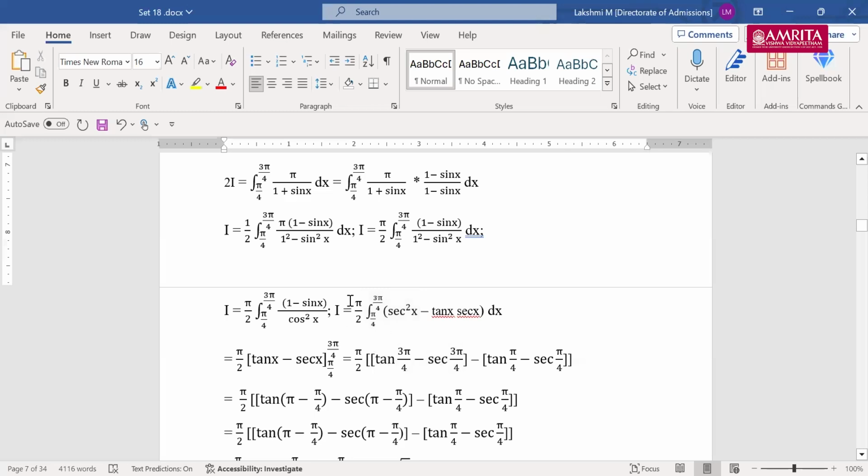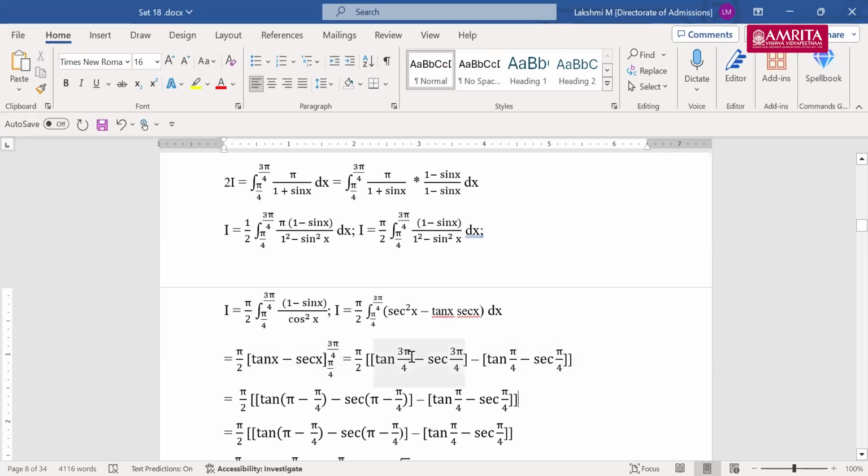So there will be pi by 2 into tan x minus sec x. The limit is 3 pi by 4, that's the upper one, and the lower one is pi by 2. So tan of 3 pi by 4 minus sec of 3 pi by 4, minus tan of pi by 4 minus sec of pi by 4. You just have to substitute for the values.